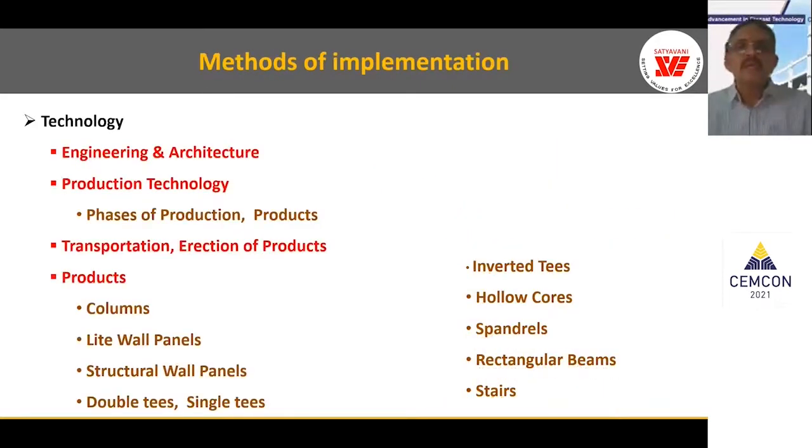So the methods of implementation that today we focus on, we should be aware when we plan for the construction, what all the technologies available are for producing various types of elements like columns, light wall panels, structural wall panels, and double T's and single T's, which are normally used for larger spans, inverted T-beams, hollow core slabs, spandrels for the edge beams and the facade, and rectangular beam stairs, which is very advantageous, particularly in stairs.